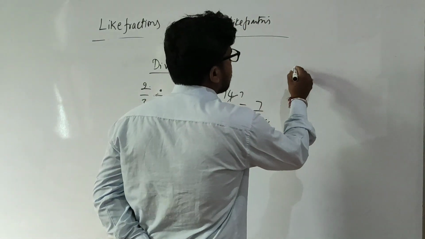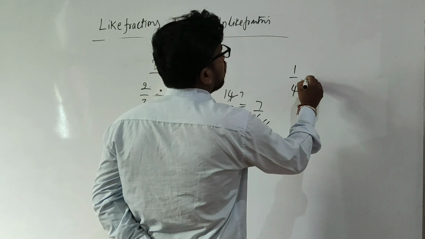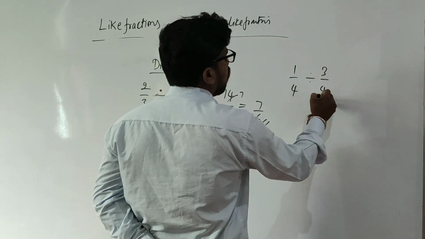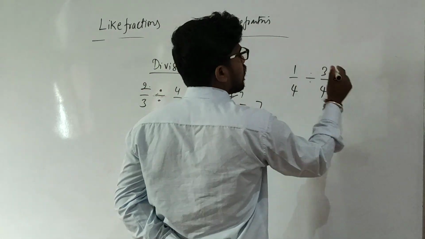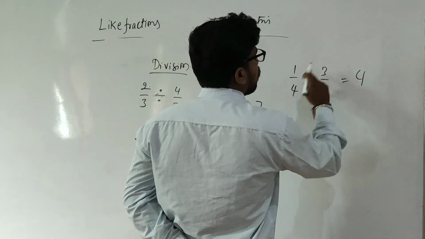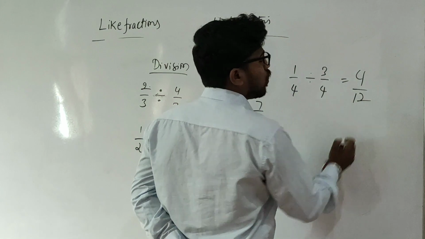Let us take another example. 1/4 divided by 3/4. These are like fractions. Still we are doing the division. So 4 into 1 is 4, 4 into 3 is 12.